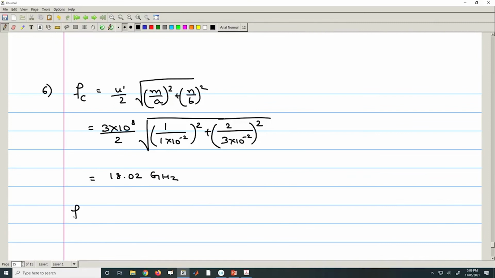Now, it is given that the operating frequency is 20% higher than cutoff frequency Fc. Okay. So, we can write F, that is operating frequency, is 20% higher than Fc. So, it is 1.2 Fc. So, 1.2 Fc is 21.63 gigahertz. Okay. So, the operating frequency is 21.63 gigahertz. This is subpart A.